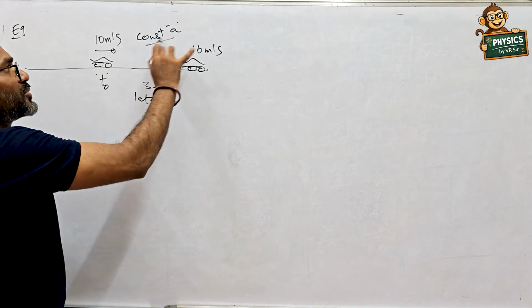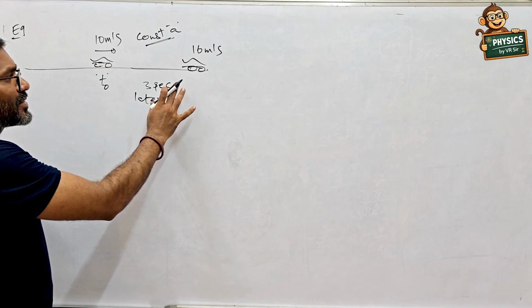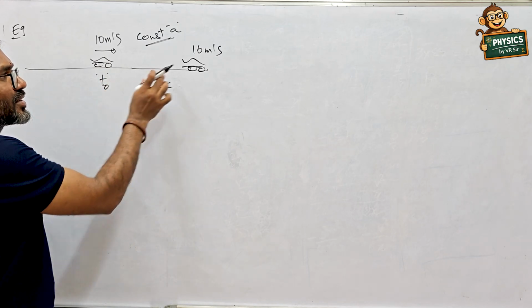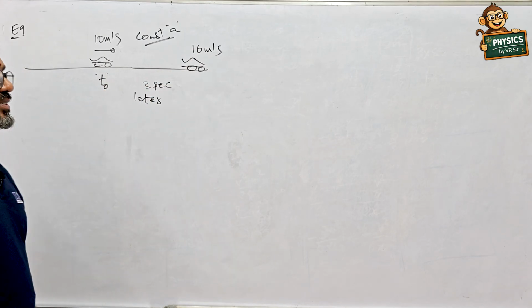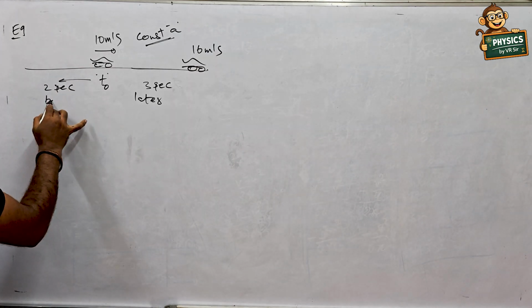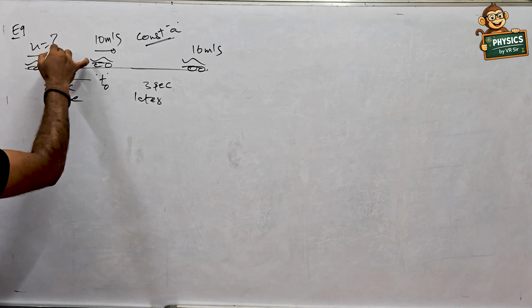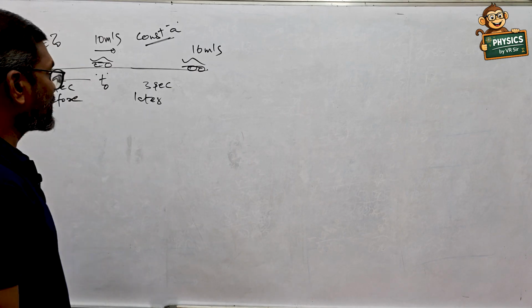And the condition, please observe, acceleration is constant. So 3 seconds after the instant t0, its velocity observed is 16 meters per second. They are asking what its velocity is 2 seconds before. This is the question. Hope it's clear to you, right?